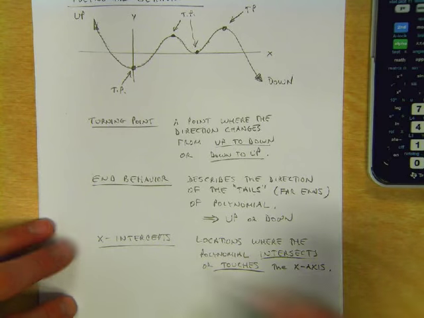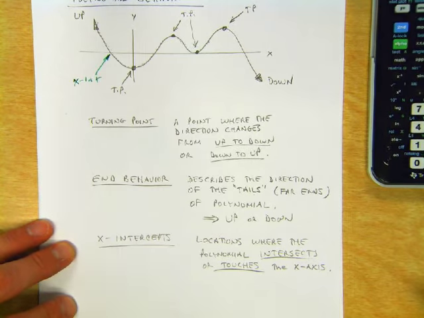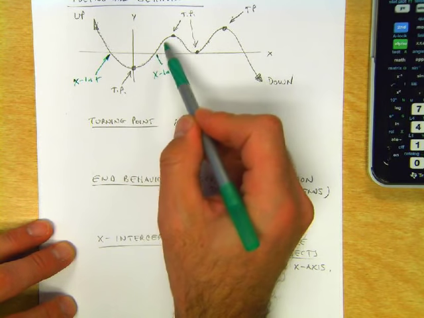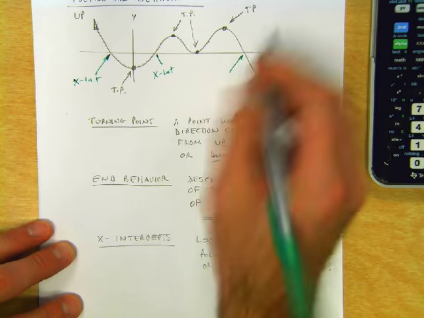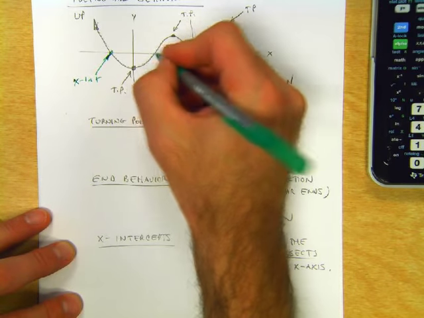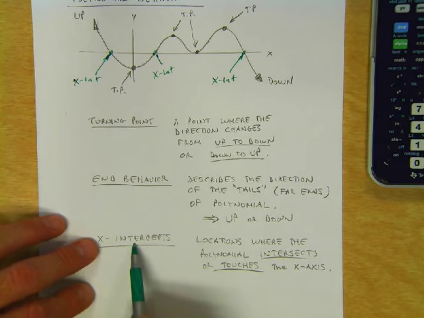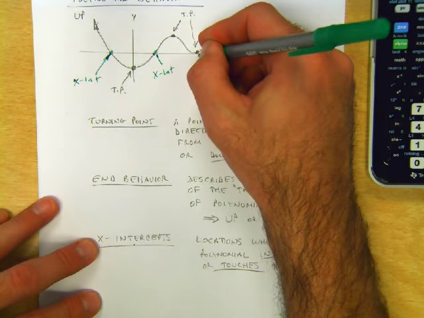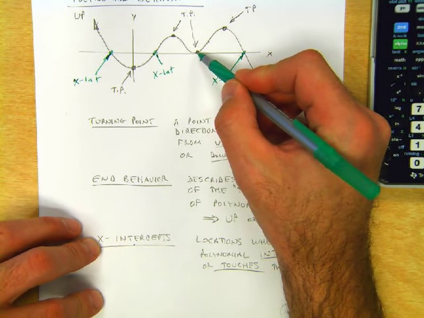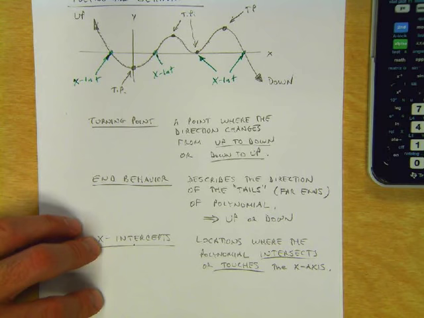So that spot would be an x-intercept, and that spot would be an x-intercept because the function goes through the x-axis, and that spot right there would also be an x-intercept. Boom, boom, boom. Now, even though we call it an x-intercept, this spot right there doesn't really intersect. It doesn't go through, but it touches. And so we count that as an x-intercept. Okay?